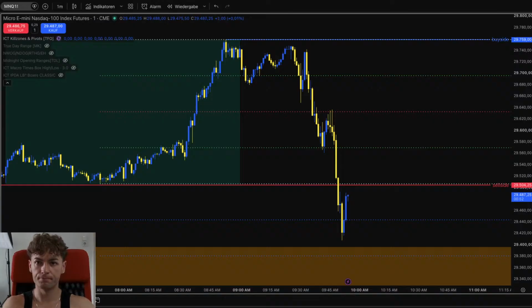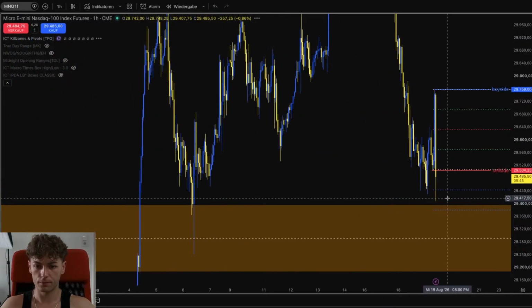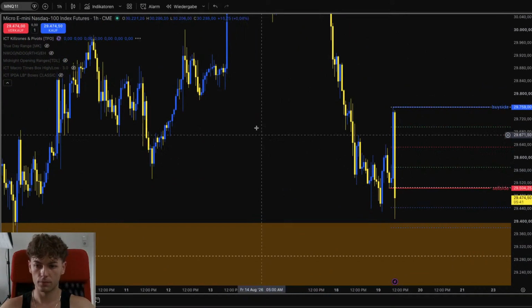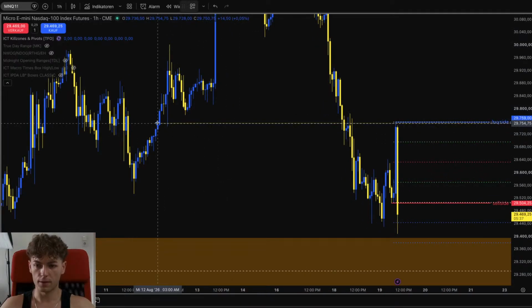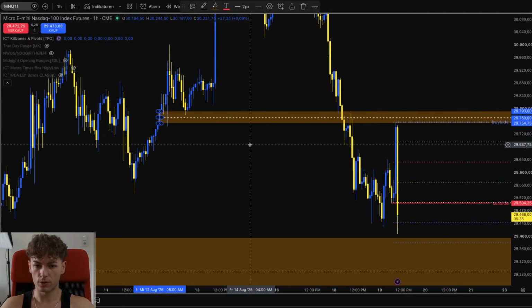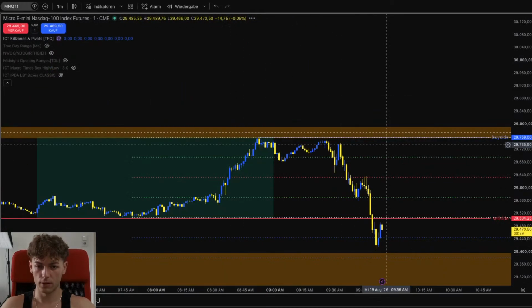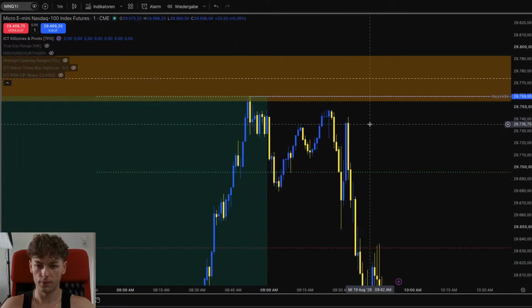Let's have a look at the 1 hour chart. This is the 1 hour fair value gap that I was talking about yesterday in yesterday's live stream. And look how beautifully we traded up into it in here and respected it.